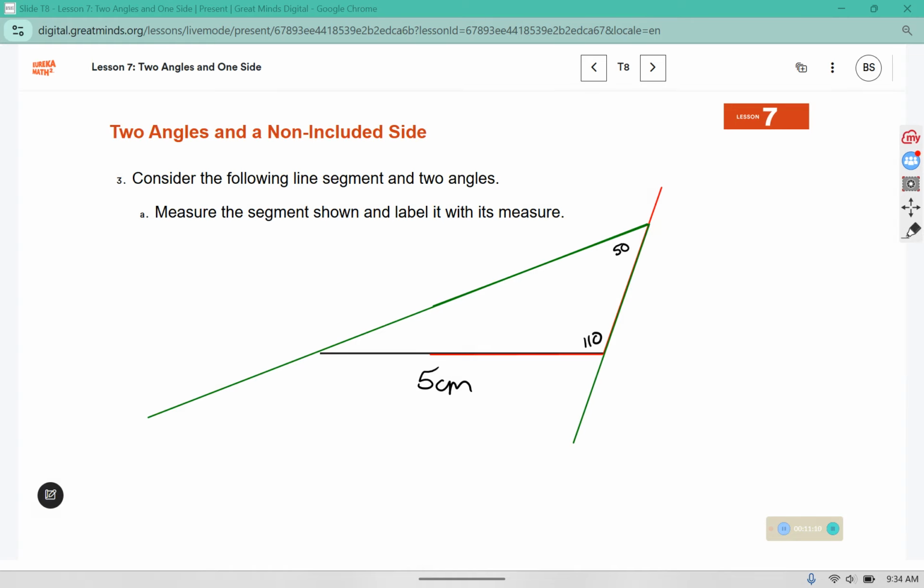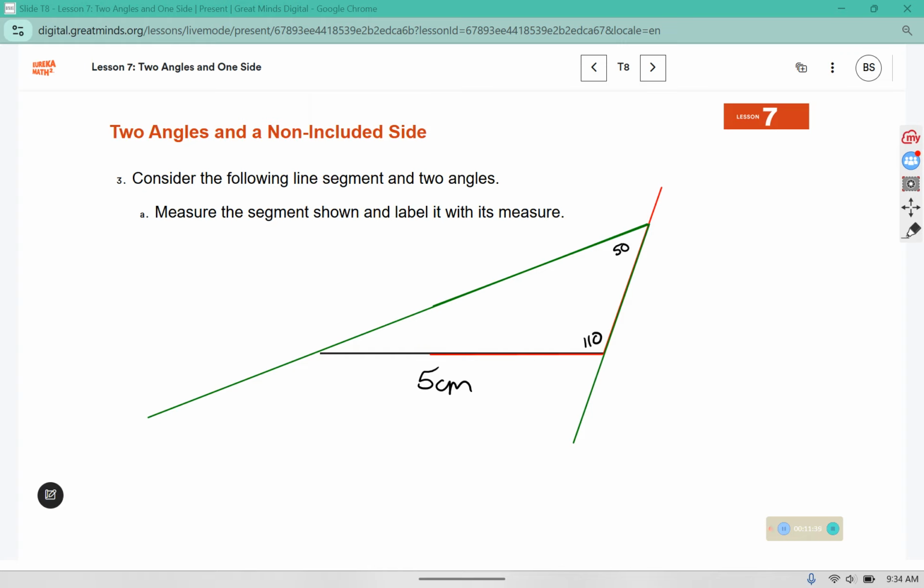D says move the patty paper around to see whether you can form a triangle with the given conditions. When you have constructed a triangle, tape the patty paper to your book to show the completed triangle. So tape down these two pieces of paper into part A. Then E says measure your triangle to make sure that you have constructed a 50-degree angle, a 110-degree angle, and a non-included side length of 5 centimeters, which we have done.